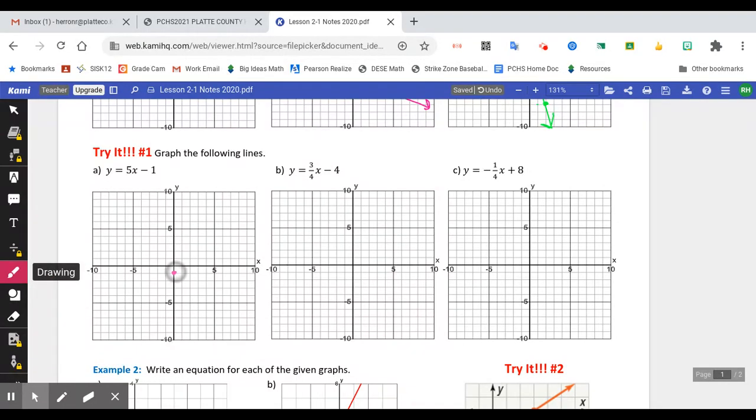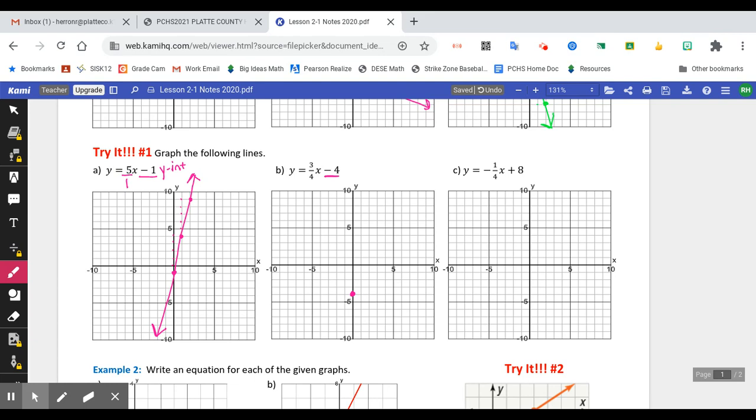So starting at negative 1 for my intercept, on the y-axis. And then my slope is 5 over 1, and it's positive, so I will go up. 1, 2, 3, 4, 5, over 1. Okay. Next one, negative 4 is my intercept. So I'm going to go down to negative 4 on the y-axis.